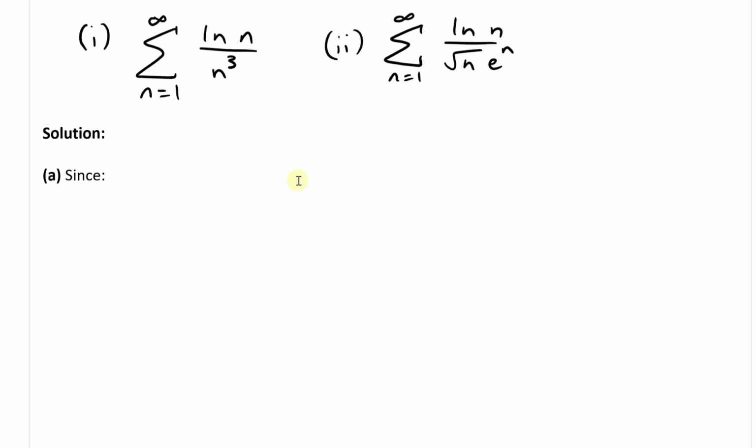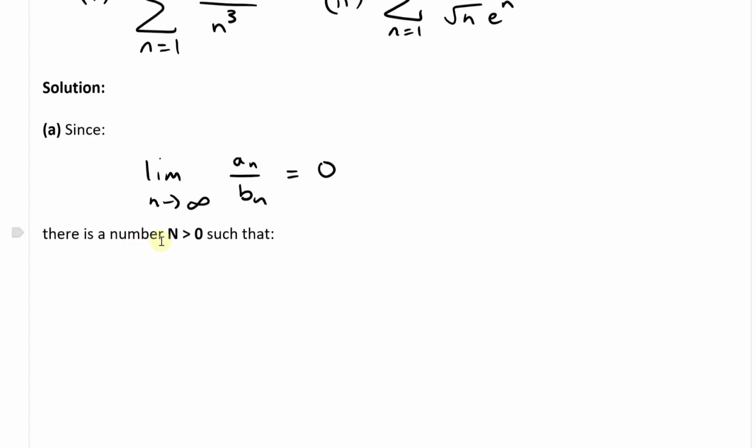So for part A, since we're given that the limit as n approaches infinity of the ratio An over Bn equals 0, then there is a number, capital N, greater than 0, such that the absolute value of the distance, An over Bn minus this 0, is going to be less than 1 for n greater than capital N. Because remember, this is going to 0.